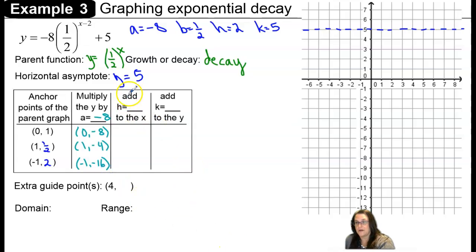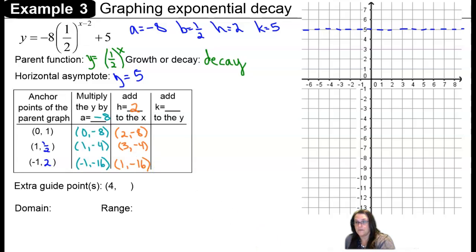Okay, next we want to add the h, and our h is 2, to each of these x coordinates. So 0 plus 2 is 2, and then the y stays the same. 1 plus 2 is 3, and the y coordinate stays the same. Then -1 plus 2 is +1, and our y coordinate stays the same.